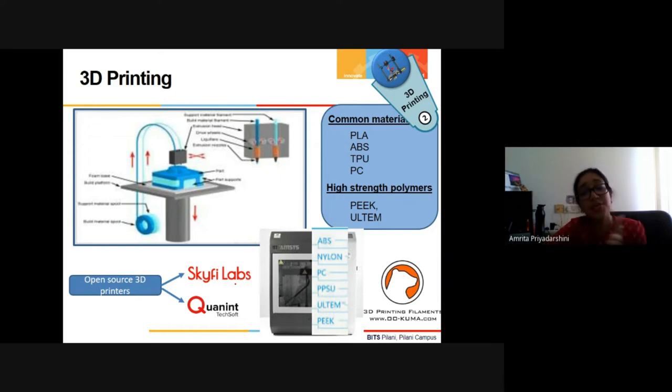So there are different models, different makes, with which you can actually go for different kinds of materials. Now there are printers which can go for these high strength polymers which require higher temperature. So these are some of the polymer related printing equipments, as I said, FDM. Here again there are a lot of scopes.